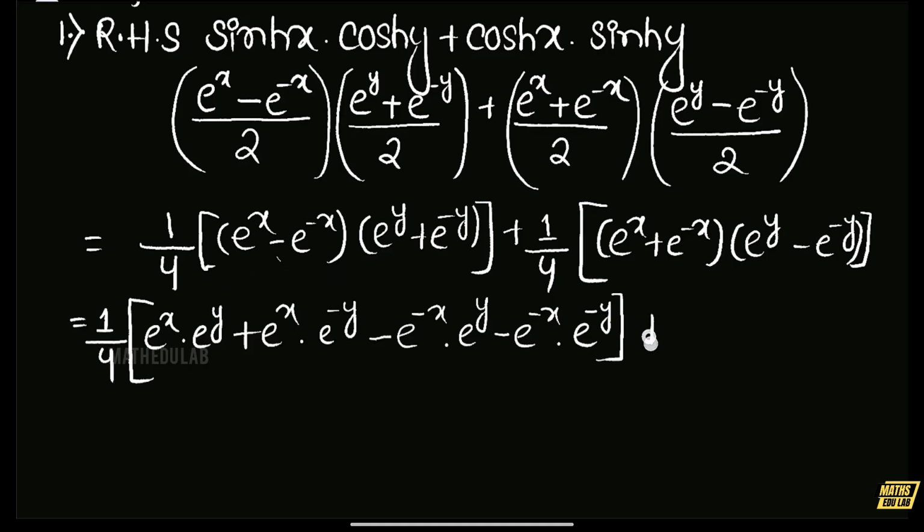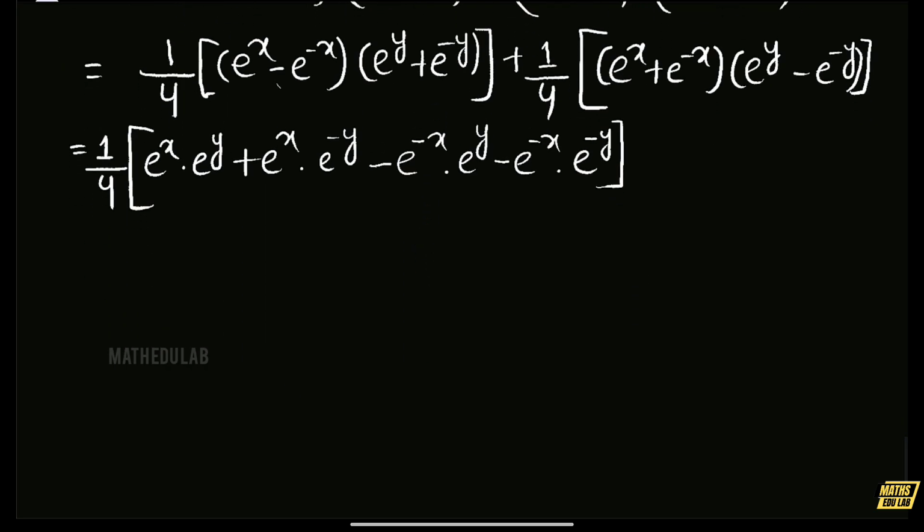Then let's go for the next step. Here we get plus 1 by 4. Now multiply this value with these terms, e to the power of x into e to the power of y, plus e to the power of x, sorry, here plus minus gets multiplied out, so we get minus e to the power of x into e to the power of minus y.